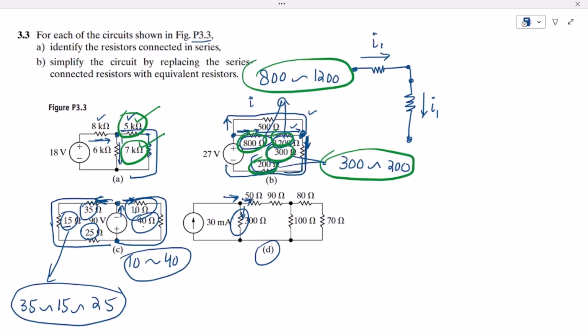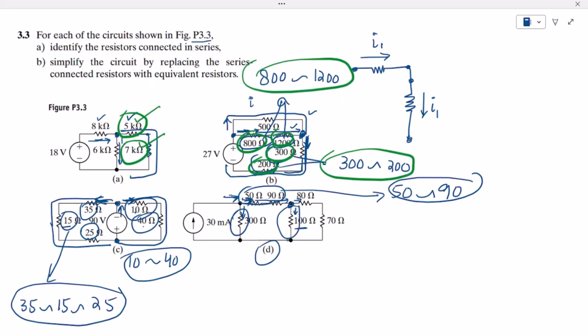Similarly here this current will flow through this 50 ohm, and then the same current will flow through this 90 ohm resistor. So therefore it satisfies the condition for the series. So 50 and 90, these two are in series with each other. This current when it reaches here will be divided into two currents. One will be flowing through this 100 ohm, the other one is the 80 ohm resistor.